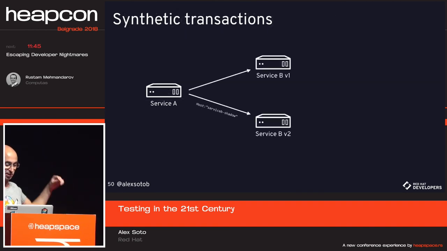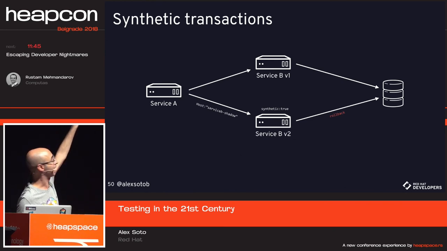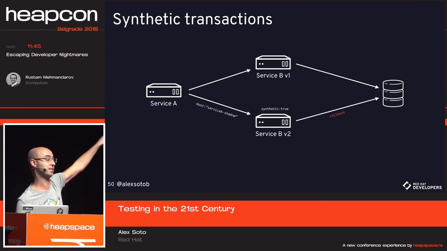In case of databases, again, you can use synthetic transactions, which is something like configuring service V2 to always roll back its transactions. In this way, the request from service V1 will be stored in the database, but the request that comes to service V2 will not store anything. Of course, this works, but it requires that you design your application for this.